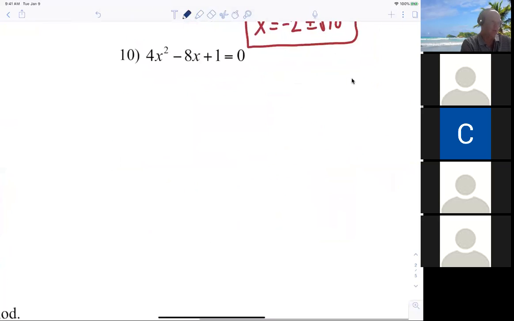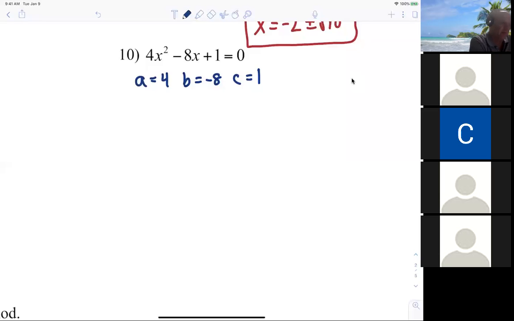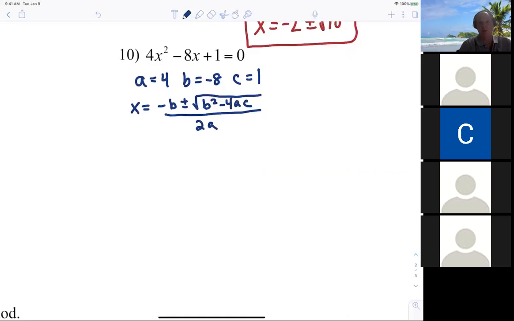Let's take a look at number 10. So A equals 4, B equals -8, C equals 1. Again, I'm expecting everybody to write the formula just so you'll learn it. X equals -B plus or minus the square root of B squared minus 4AC, all over 2A. Let's pause and let you guys give it a shot.